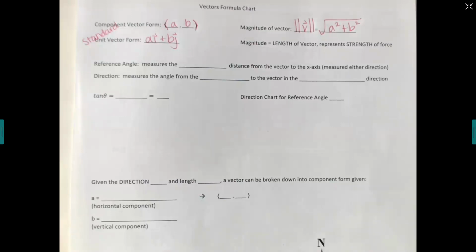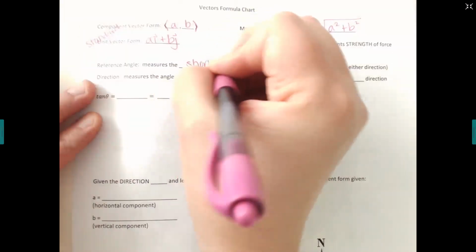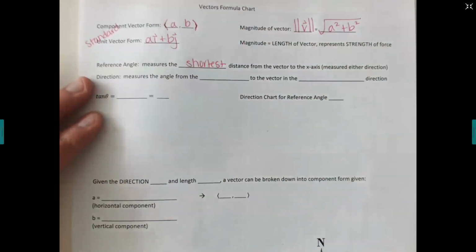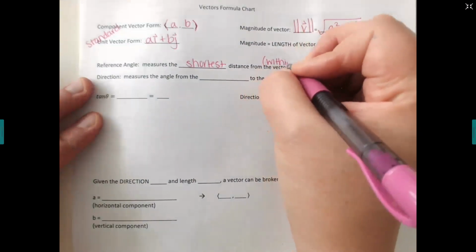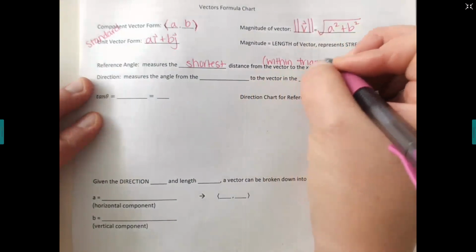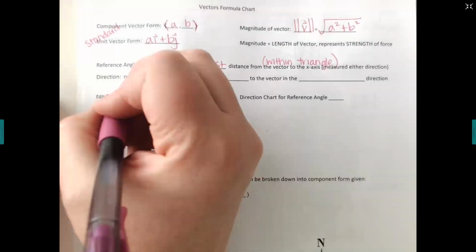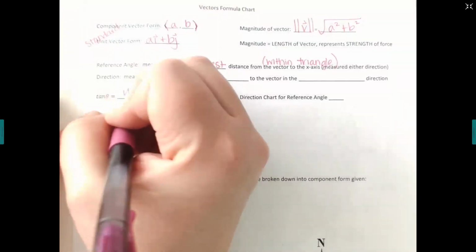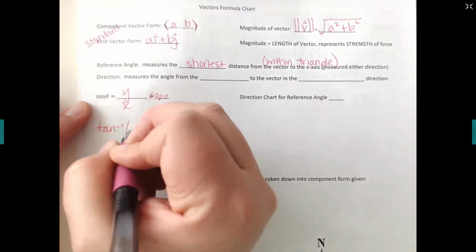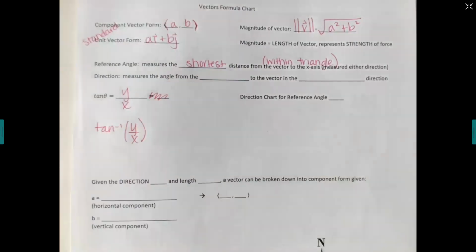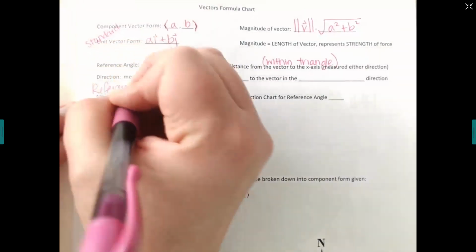Okay, the reference angle measures the shortest distance from the vector to the x-axis, but remember that the reference angle is measured within the triangle. How do I find that? What's the formula? Tan theta equals y over x. And then remember that you're going to use inverse tan on y over x to give you your reference angle. Okay, so this is reference angle.